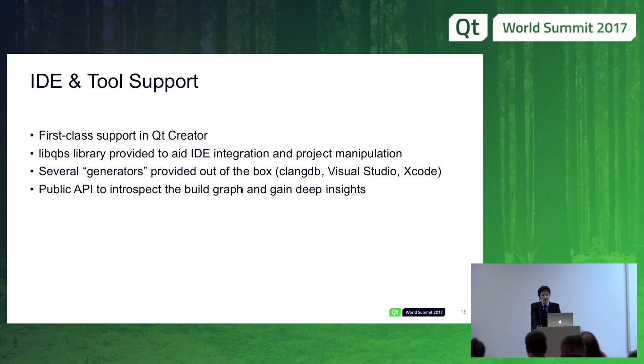Generators are not only used to integrate with IDEs either. As one example, you can also use them to generate Clang compilation databases, which allow you to use Clang static analysis tools on your code base. You can also create your own generators using the Qubes API and perform arbitrary processing on the build graph to create whatever report or perform whatever analysis that you might like. And this type of introspection is something that's not typically available with most build tools, so that's a very unique capability to Qubes.